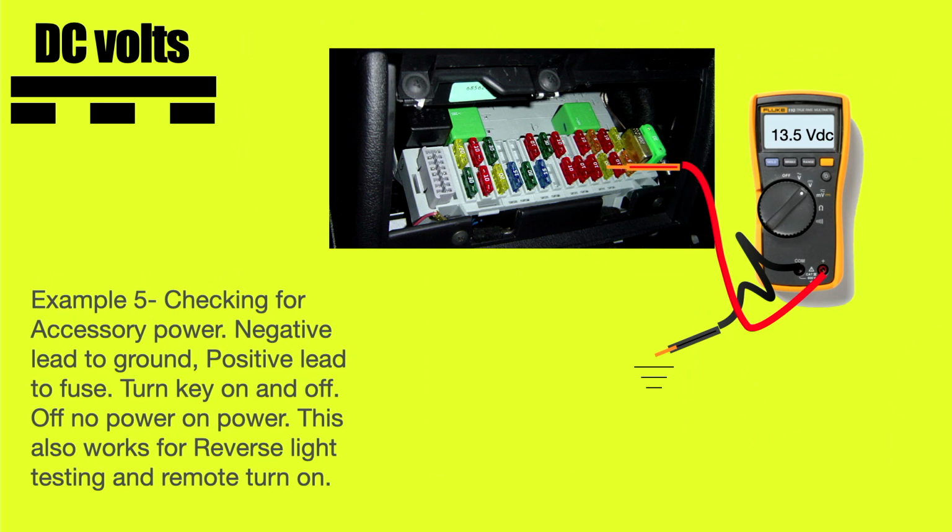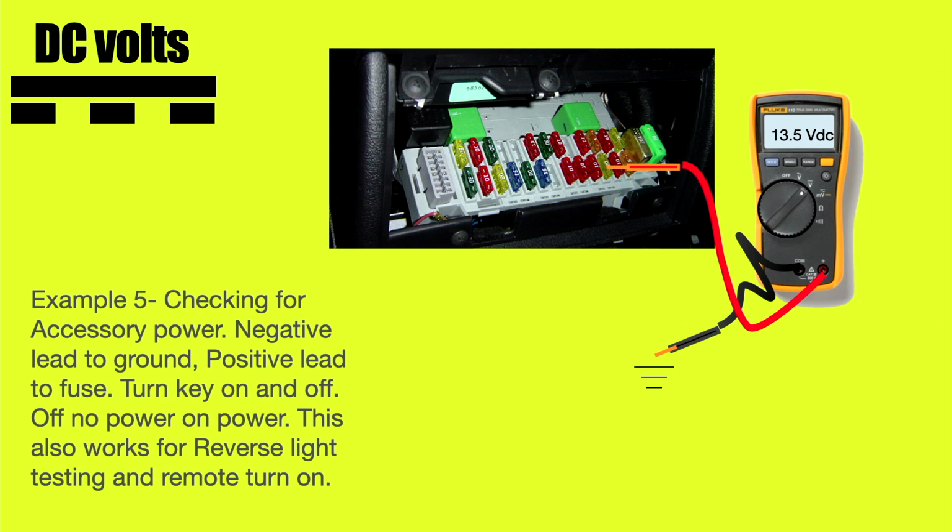Example 5, checking for accessory power: negative lead to ground, positive lead to fuse, turn key on and off. So we have a fuse box here. The other symbol that you see underneath the negative ground probe is the symbol for ground in a drawing, as it were, a schematic. So we'll just take that to one of the factory ground bolts, let's say in the kick panel. And on the top of a fuse, if you can see all those little fuses, there's little silver or little white dots.